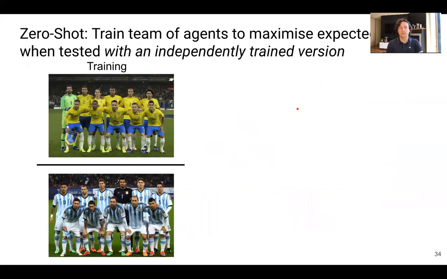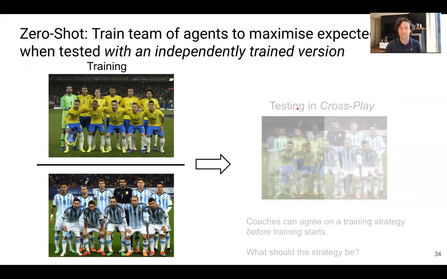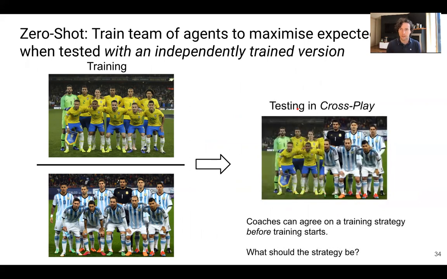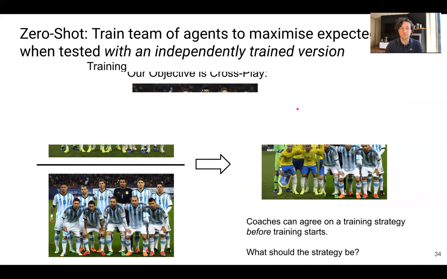So imagine that instead of training the team of agents to do well with itself at test time, we're now training 2 different teams of agents, the Brazilian team and the Argentinian team. And the challenge is that without ever being trained together, they should be able to do well when tested in crossplay, i.e. when being matched half and half. The twist here is, to make this at all feasible, the coaches can agree on a training strategy before training starts. What should the strategy be?